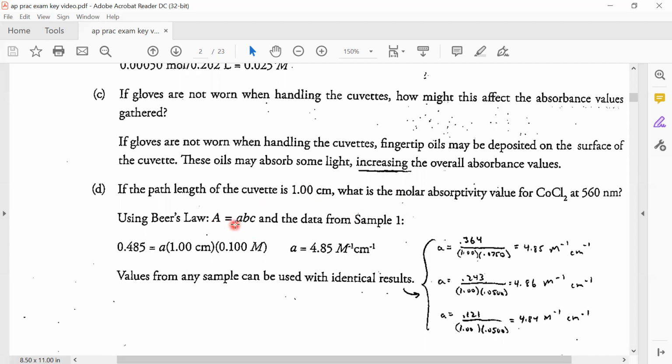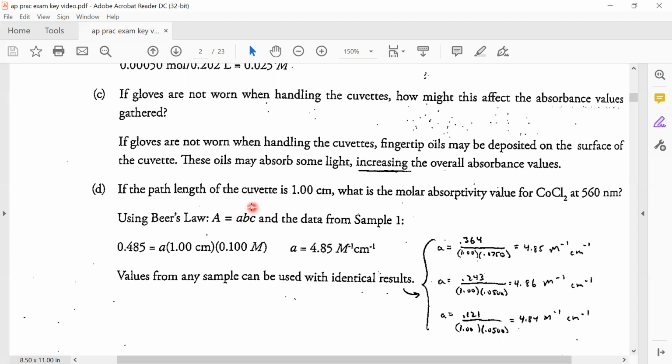So the only thing I don't know is this small a, or on your formula guide now, it might be a Greek letter epsilon. So it's either a small a or an epsilon right there. So we've got to come up with that and with units. And probably the key factor here is knowing that absorbance has no units.